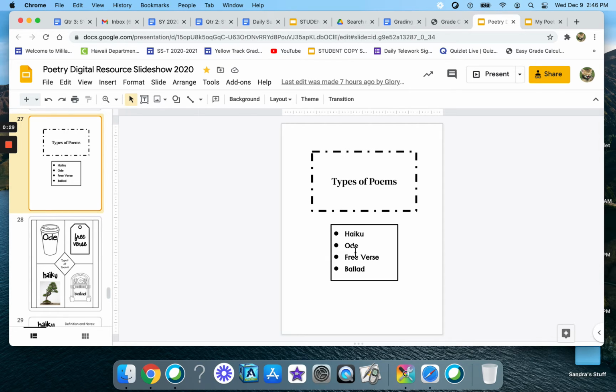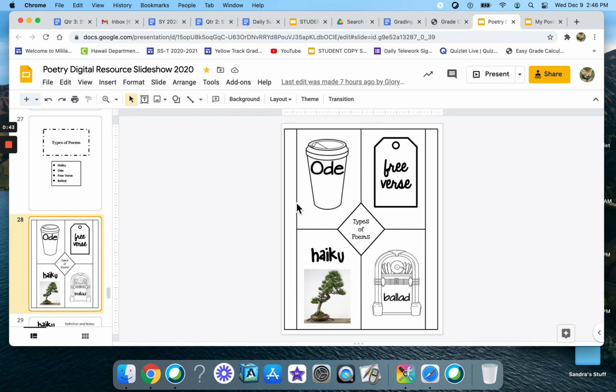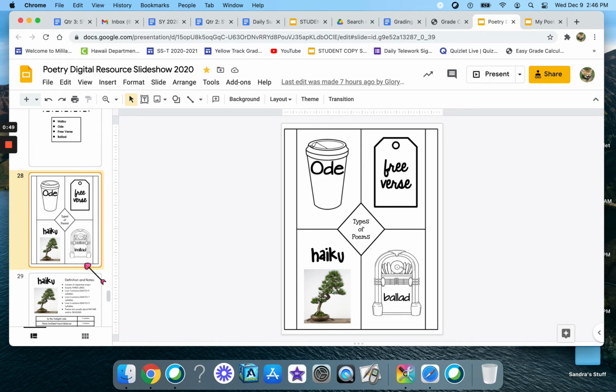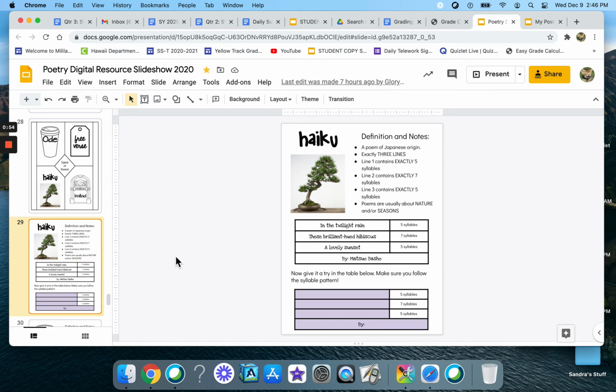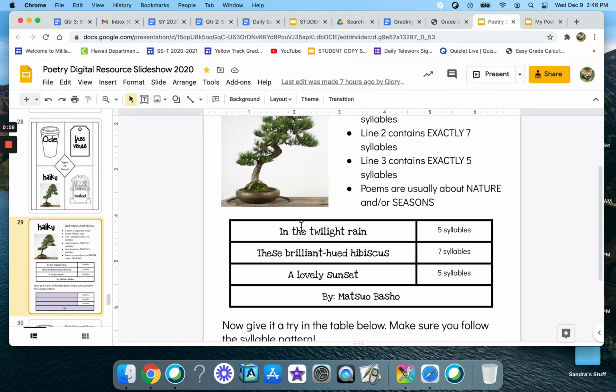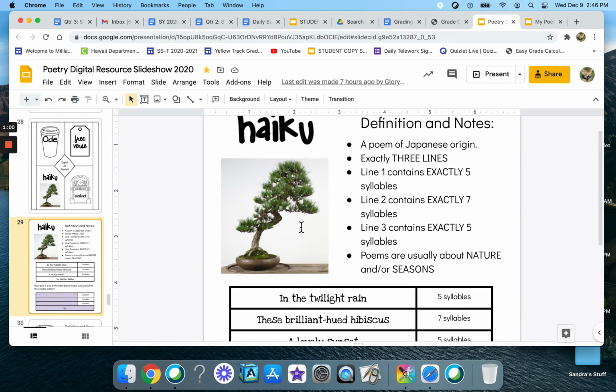So the 4 types of poems you will be writing in your summative poetry book will be haiku, ode, free verse, and ballad. If you go to the next slide, these are the types of poems. It's just a visual of what you are going to do. Today I want to go over the notes in the resource slideshow and what your assignment is going to be for tonight.